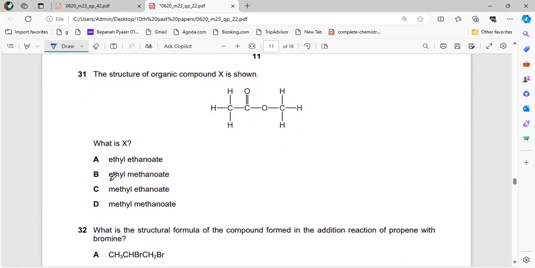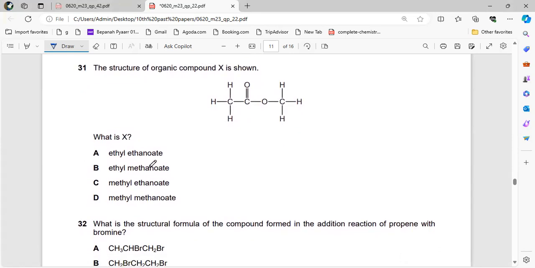The structure of organic compound X is shown. What is X? Now here you can see this is an ester. C double bond O, O is the functional group of esters. Okay. Now on the right hand side we are having this group, that is methyl, and this group comes from the alcohol side. Okay, this comes from alcohol, and the other side, the left hand side, okay, this one, it comes from carboxylic acid.